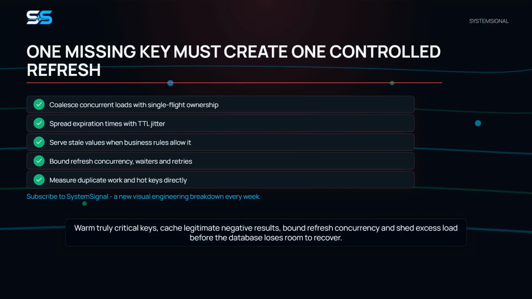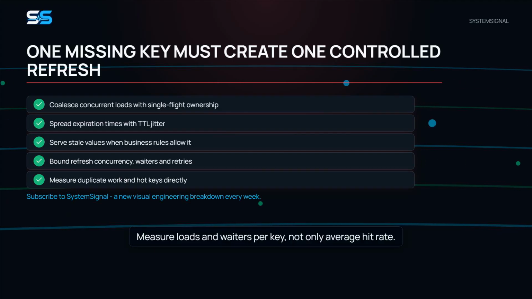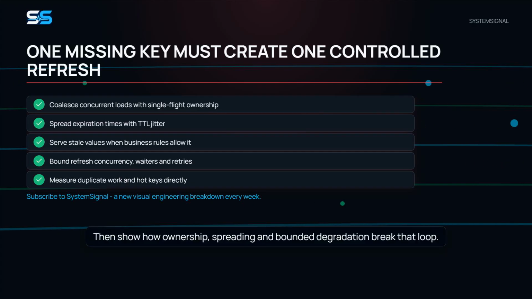Warm truly critical keys, cache legitimate negative results, bound refresh concurrency, and shed excess load before the database loses room to recover. Measure loads and waiters per key, not only average hit rate. In a system design interview, explain the failure mode before naming the tools. Synchronized misses create duplicate work, duplicate work increases latency, and latency increases concurrency. Then show how ownership, spreading, and bounded degradation break that loop.